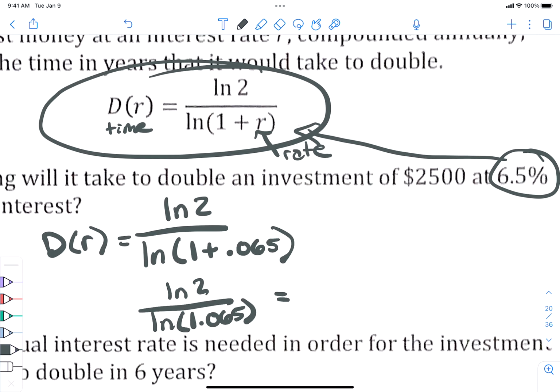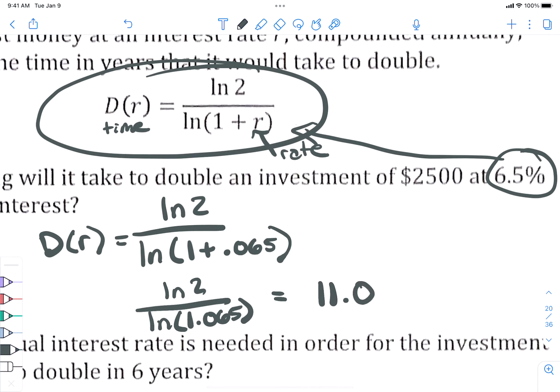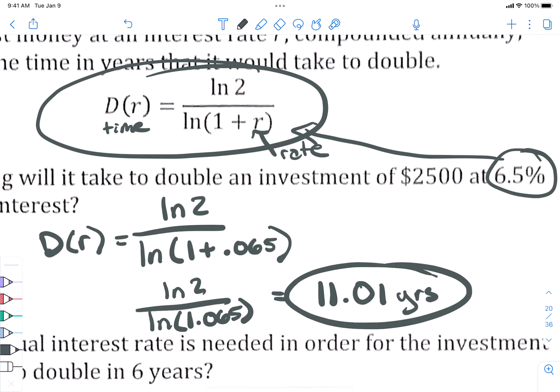What does that come out to be? How long is it taking this thing to double? 11.0067, so 11.01. 11.01 what? Years. It's taking 11 years before that investment doubles. So after 11 years, I have $5,000. If I would have invested, let's say, $10,000, it would still take 11 years at that interest rate to double to $20,000, right?